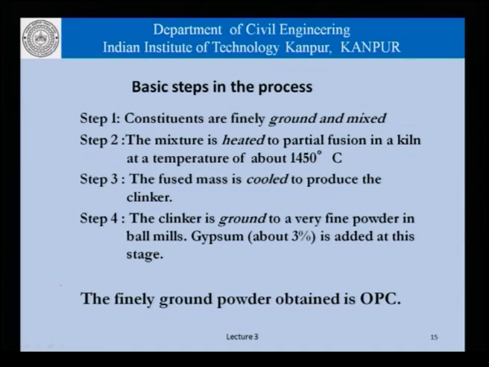If we study the process of manufacture carefully, the different steps involved are grinding and mixing of the ingredients, heating of these ingredients, the temperature involved, cooling of the clinker, and grinding of the clinker, addition of gypsum. Now, each of these processes has a major impact on the properties of cement that we get, and one should be aware of that.